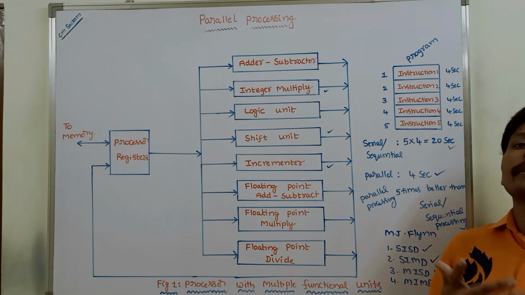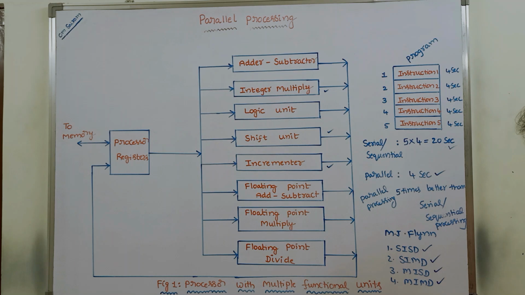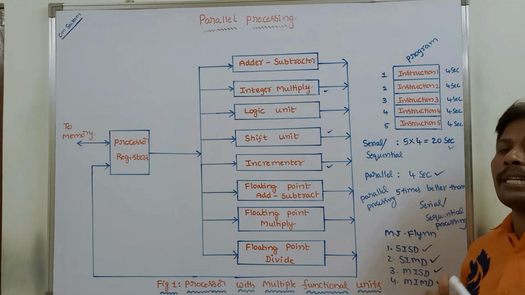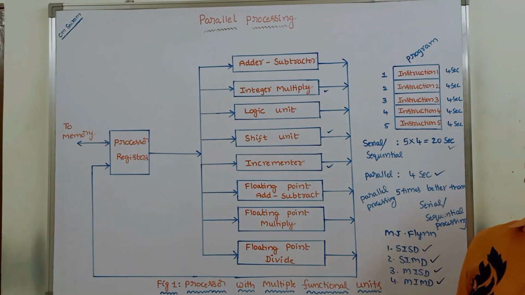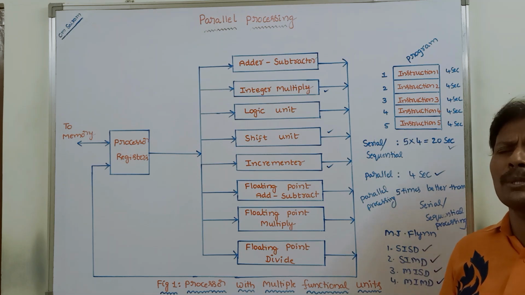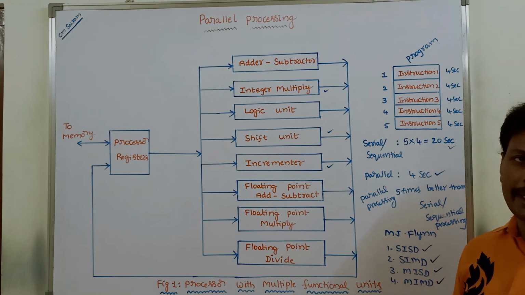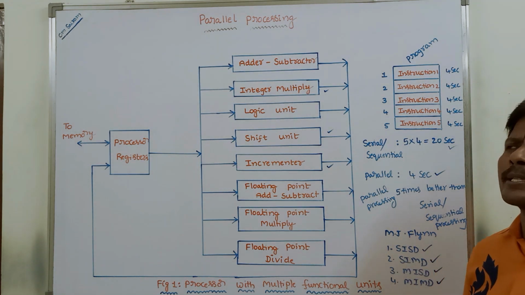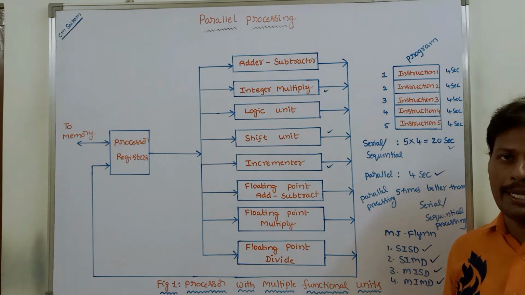SIMD means it is an array processor. That is discussed in the next videos. MISD means theoretically it is okay, but practically it is not implemented. MIMD means whatever computers or laptops we use today come under the MIMD category. All multiprocessors or multicomputers are categorized under this MIMD category.